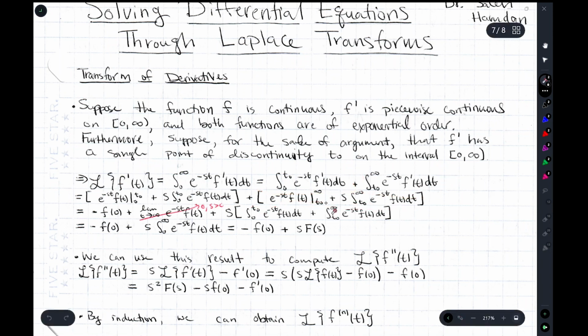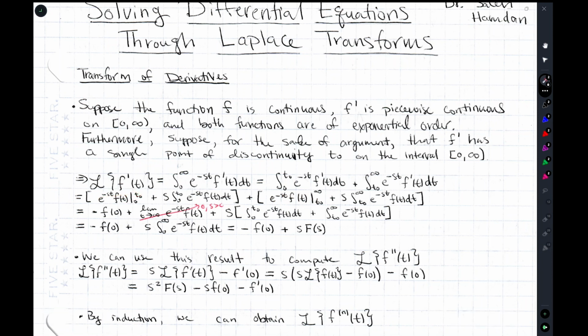Now, assuming s is greater than 0, the infinity bound will give you 0. One might think, well, what if f is just so large? Well, that's why f is assumed to be of exponential order, because then we won't get that situation where you're getting infinity times infinity that goes to anything other than 0. Because again, it's of exponential order. And you get a lower bound of that t naught. That lower bound of t naught ends up canceling with the upper bound of t naught here.